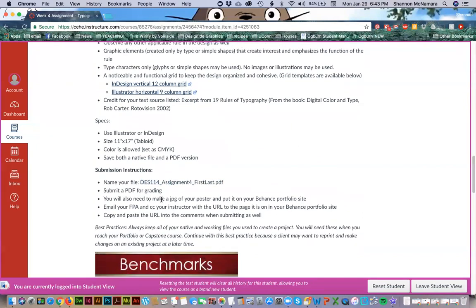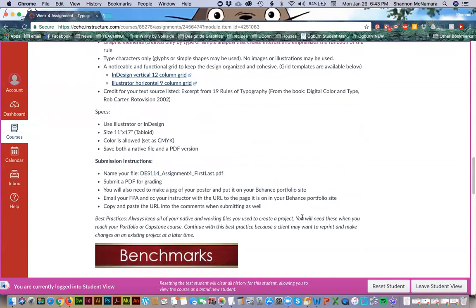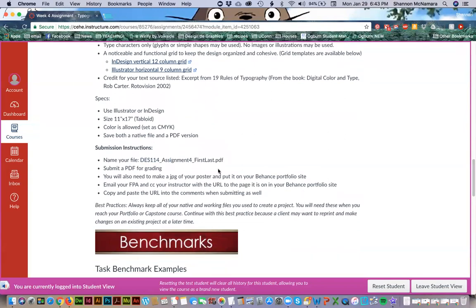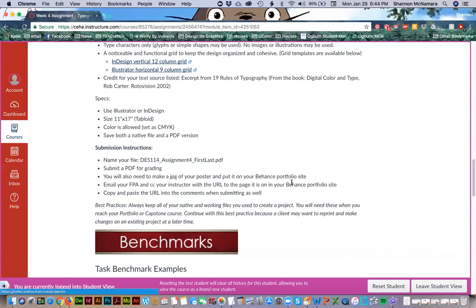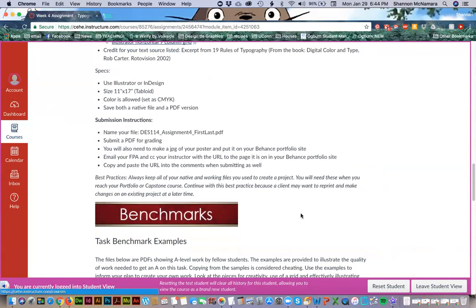You will also need to make a JPEG of your poster and put it on your Behance portfolio site, and then email me and your FPA with the URL to the page as it is on your Behance portfolio site, and copy and paste the URL into the comments when submitting it as well. You can find your FPA in your graphic arts course page. I can't get to it from here because I'm in student view.